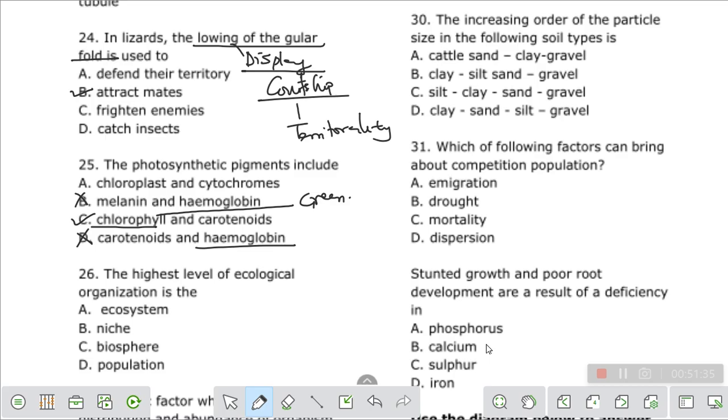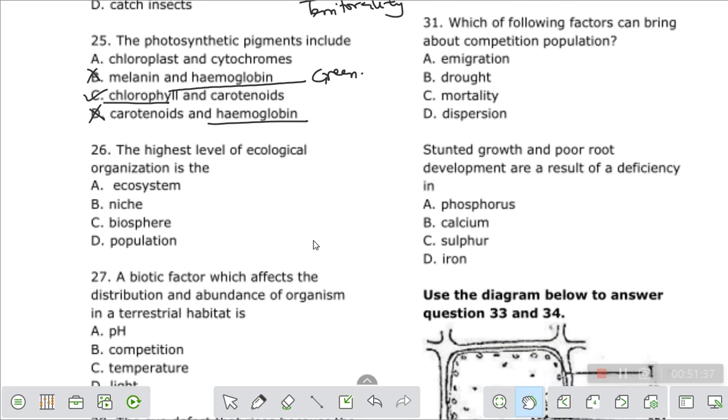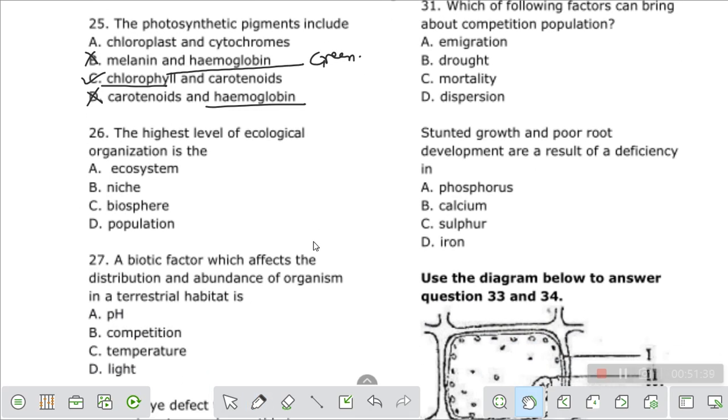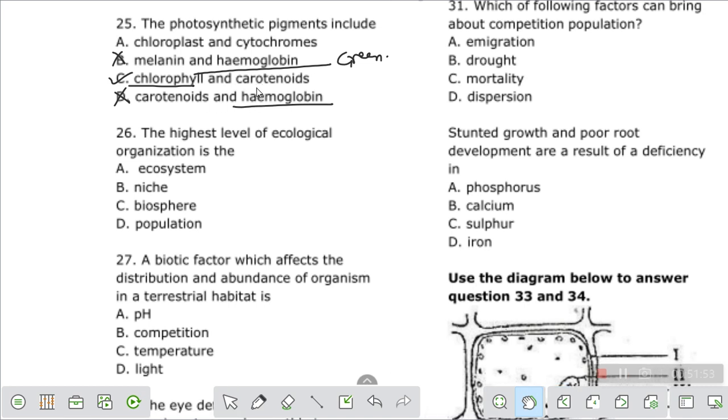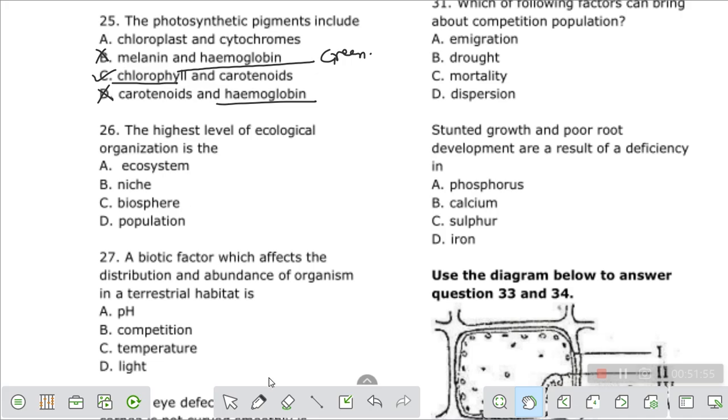So the highest level of ecological organization: is it the ecosystem? Is it the niche? Is it the biosphere? Is it the population? So what's the highest level? The highest level of ecological organization, is it the ecosystem? Is it the biosphere? Is it the niche? Is it the population? So here, what's the answer?